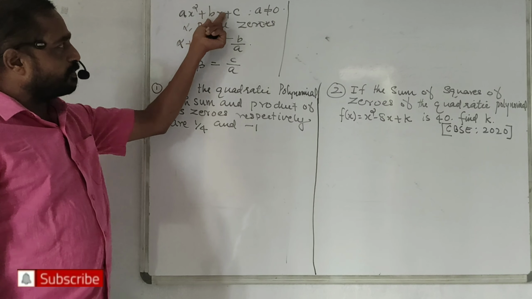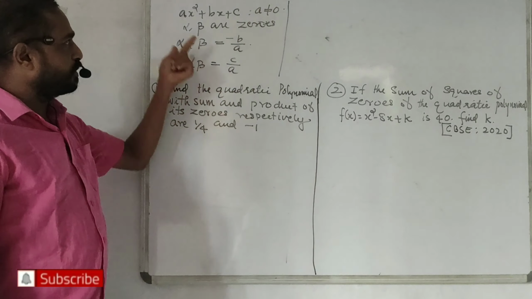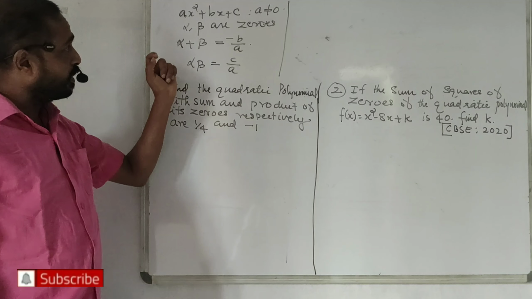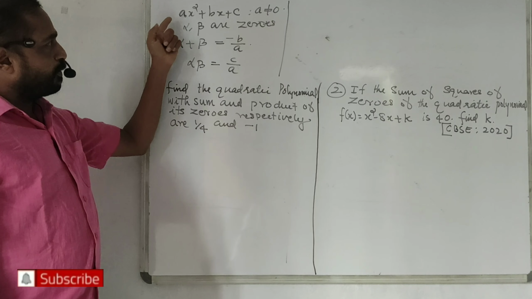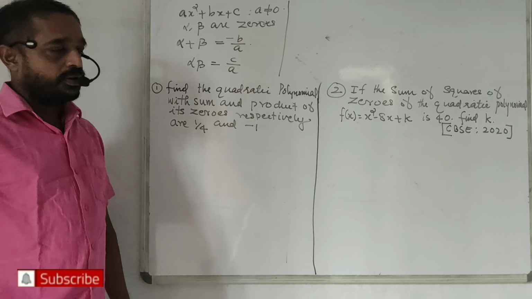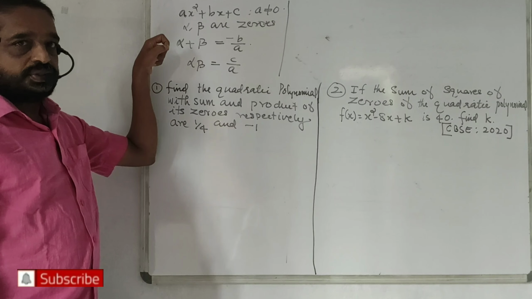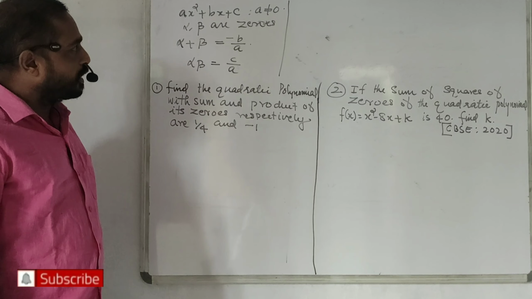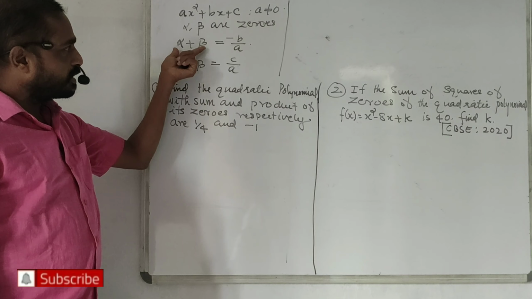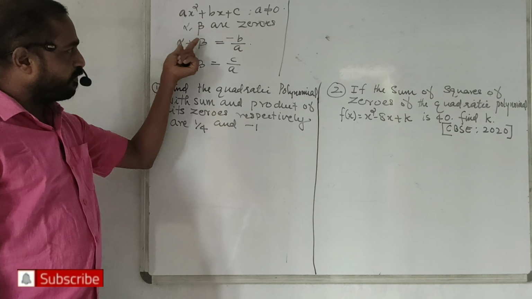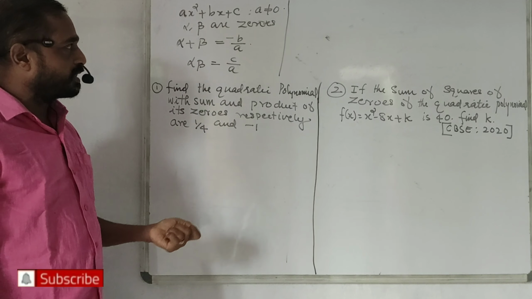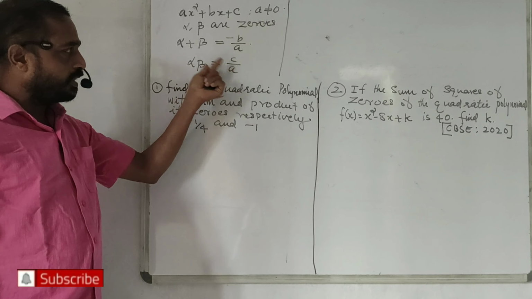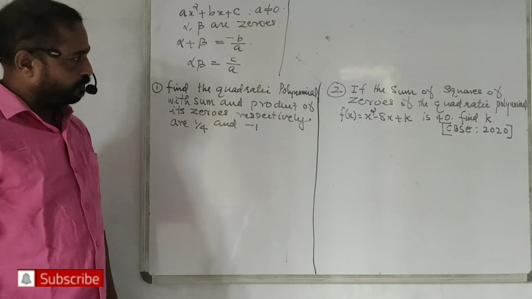Ax square plus bx plus c where a is not equal to 0 is the general form of a quadratic polynomial. Since it is a second degree polynomial, it will have 2 zeros. We are assuming that alpha and beta are the zeros. Then the sum of the zeros, alpha plus beta, is equal to minus b by a, and the product of the zeros, alpha into beta, is c by a.